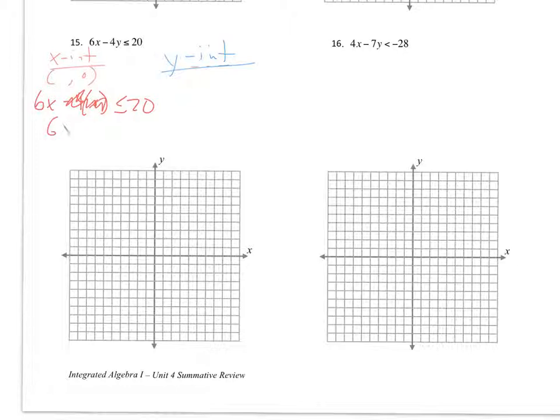Get 6x less than or equal to 20. Oh no, it's going to be a fraction. It's okay. You get x is less than or equal to 3 1/3. So I know I have a y-intercept, or excuse me, x-intercept of 3 and a little bit more. Right there.